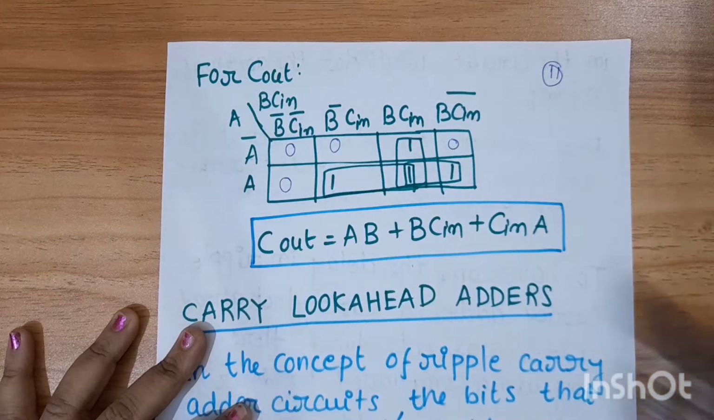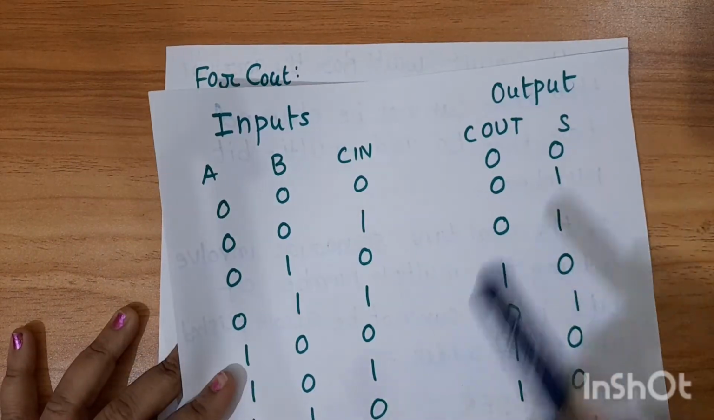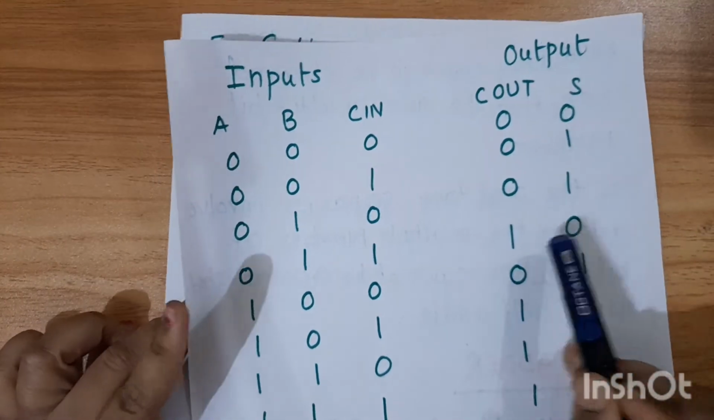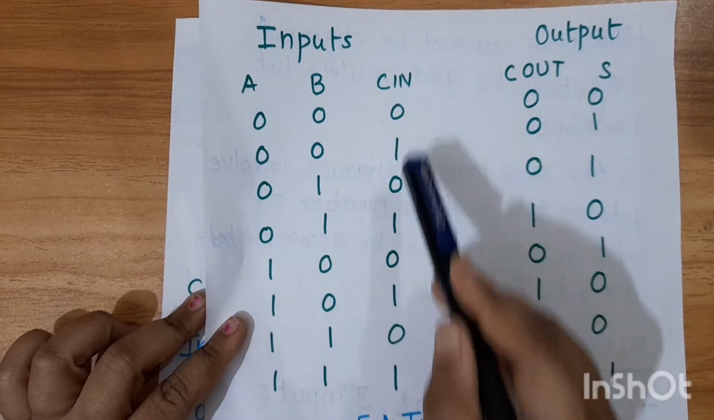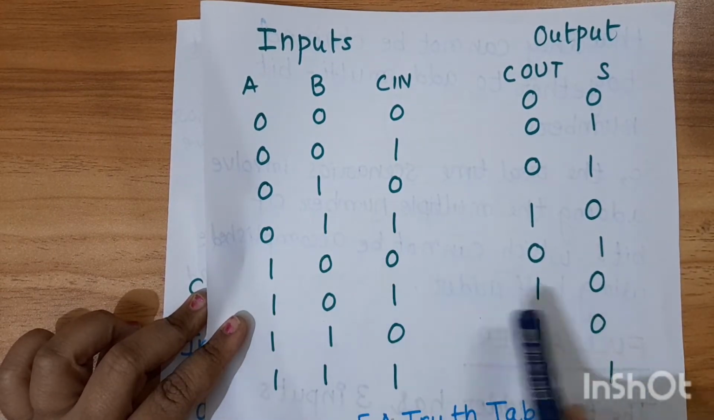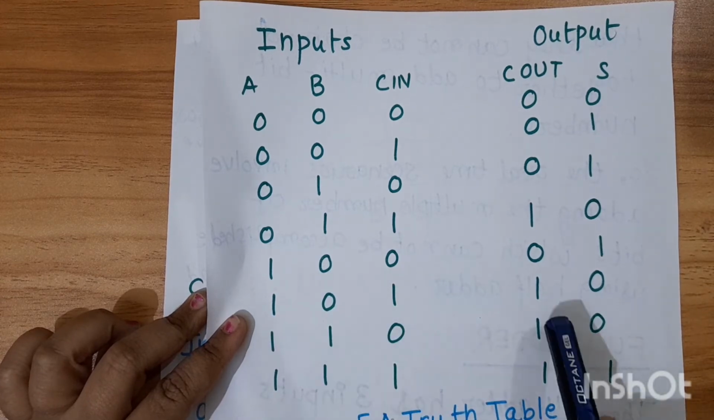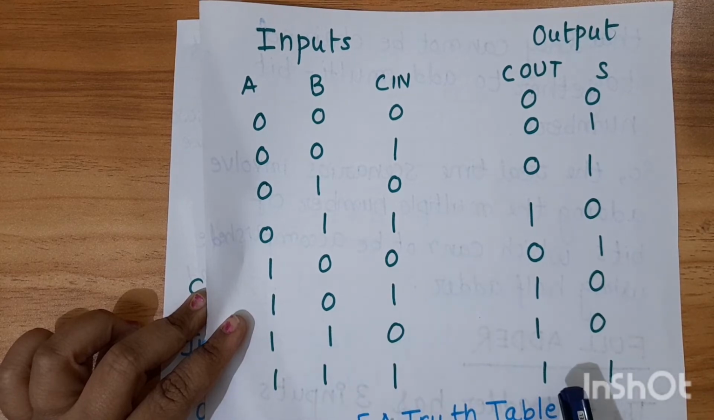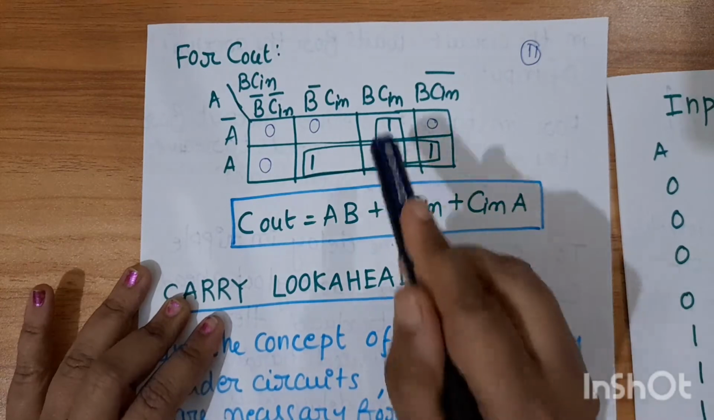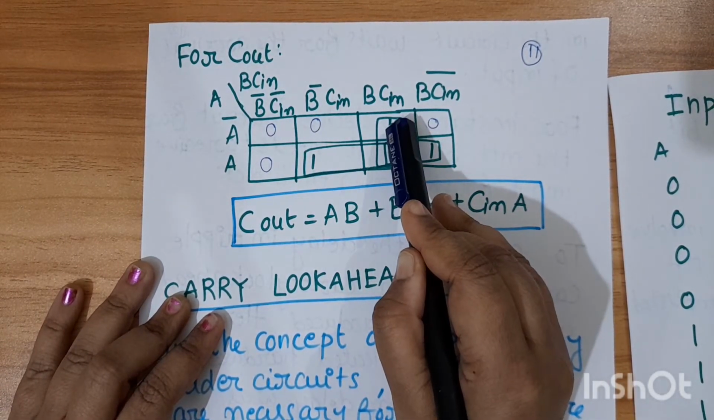Now see the K map. This is for Cout of the full adder. So when Cout is 1, you see what are the conditions? When A is 0, B is 1, Cin is 1, that is the input 3. Then Cout is 1 for 1, 0, 1, that is input 5. It is 1 for 1, 1, 0, input 6. Again Cout is 1 for 1, 1, 1, input 7. So here 0, 1, 2, 3. For 3 it is 1.